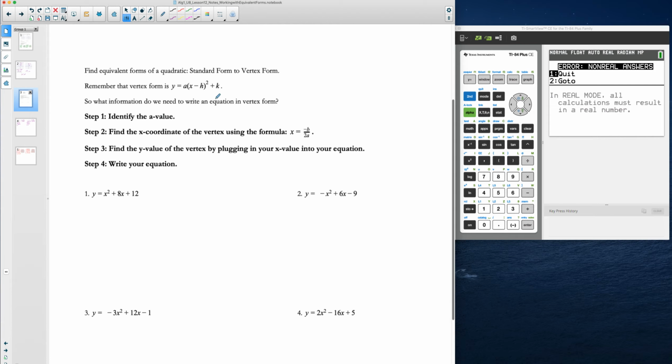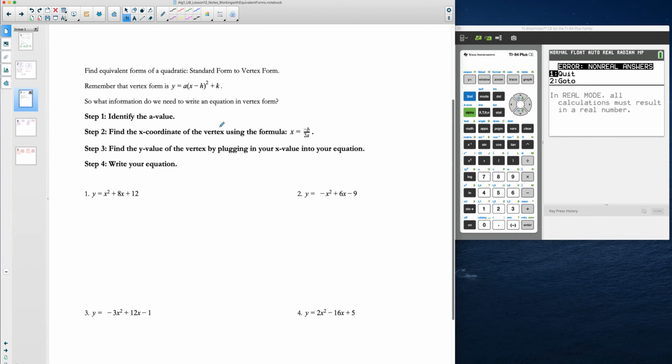All right, so now we know that vertex form looks like this. So we really have to have three pieces in order to do that. We have to know our a value. Well, we know how to find the a value in standard form. It's always the coefficient in front of our x squared term. So that's not really the hard part. But we also have to find the x coordinate of the vertex and the y coordinate of the vertex.